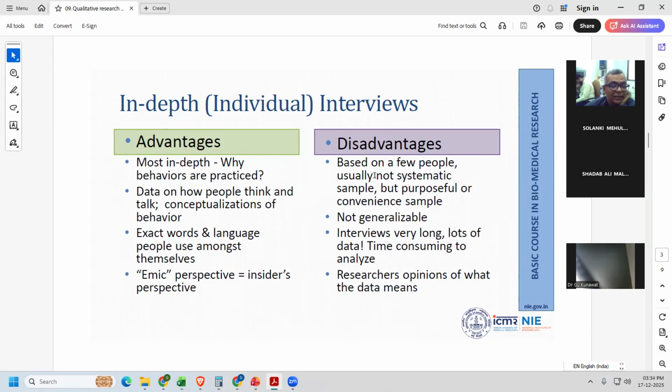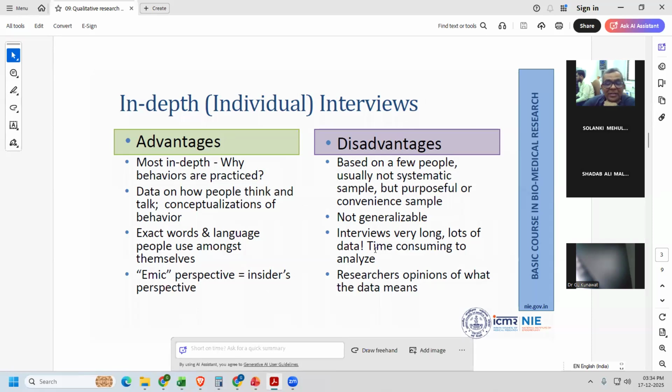Now, regarding sample size, the difference between quantitative and qualitative is that in qualitative, we are going to continue the sample size till saturation is reached. Now, what is saturation? If I am asking a question to 10 people, and from the 11th and 12th I am getting the same response.